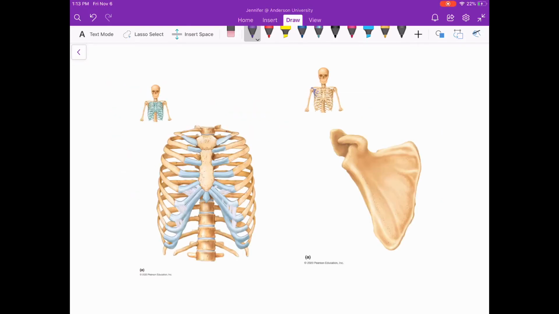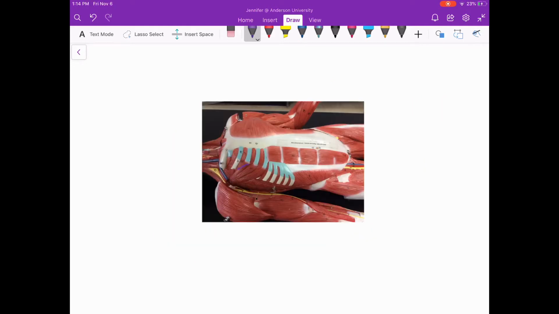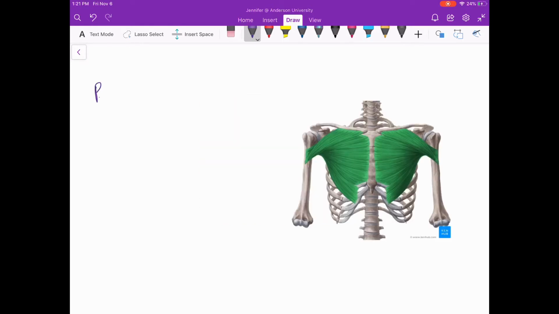In these pictures, you can see clearly the ribs as well as the anterior surface of the scapula. We have a model where you can see the fan shape, quite similar to the shape of the pectoralis muscle. Next, we have the pectoralis major, which is a large fan-shaped muscle covering the upper portion of the chest.